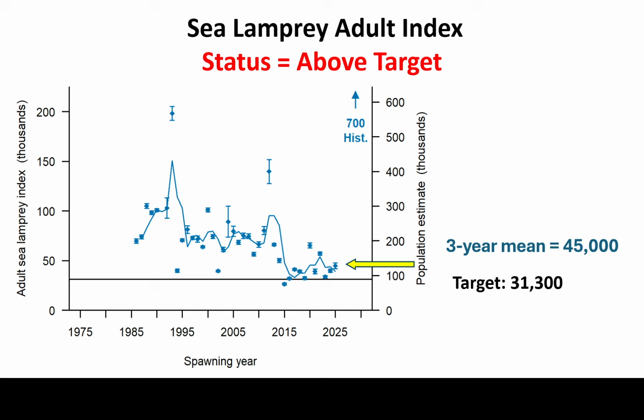So these annual estimates with confidence intervals are plotted here on the time series graph, along with the blue line showing the 3-year moving average of adult sea lamprey abundance over time in Lake Huron. As you can see, 45,000 was a bit above the target of 31,300 this past year. And the target you can see is the black horizontal line.